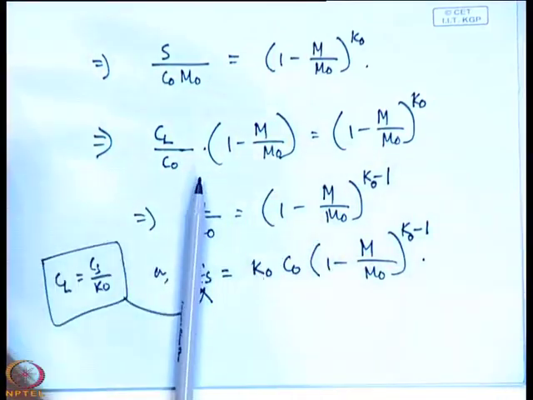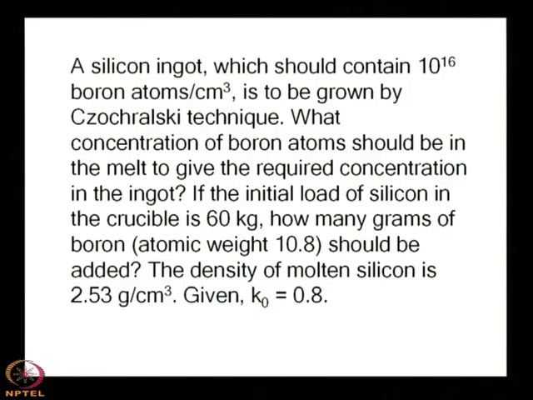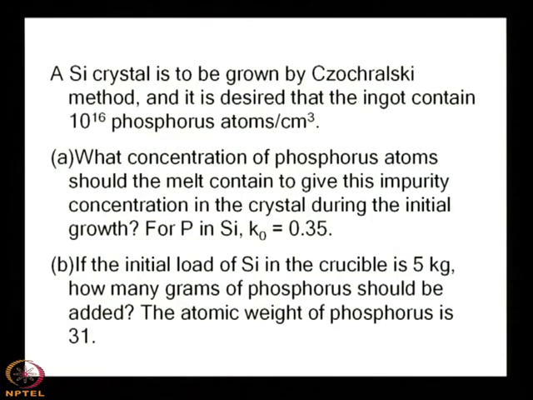Now, let us take one example. A silicon crystal is to be grown by Czochralski method, and it is desired that the ingot contain 10 to the power 16 phosphorus atoms per centimeter cube. What concentration of phosphorus atoms should the melt contain to give this impurity concentration in the crystal during the initial growth? For phosphorus in silicon, k 0 is given as 0.35. If the initial load of silicon in the crucible is 5 kg, how many grams of phosphorus should be added? The atomic weight of phosphorus is given, it is 31.